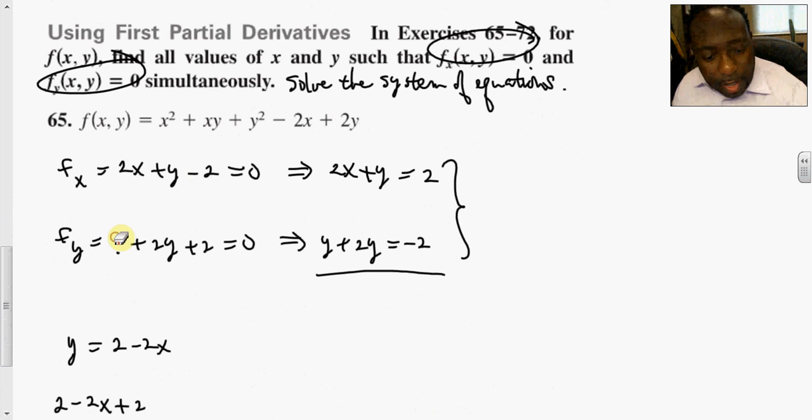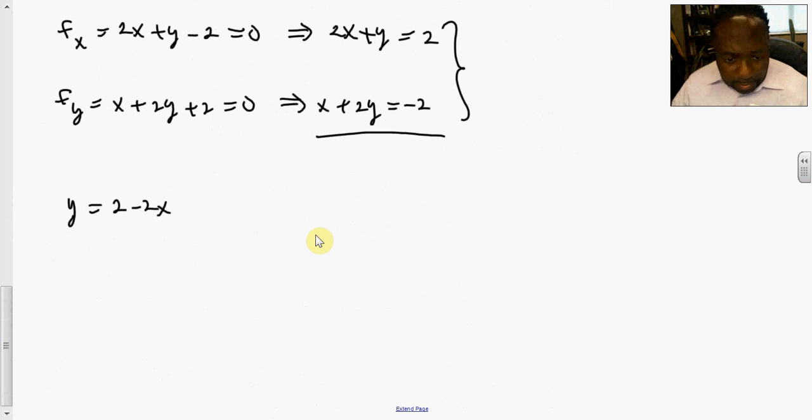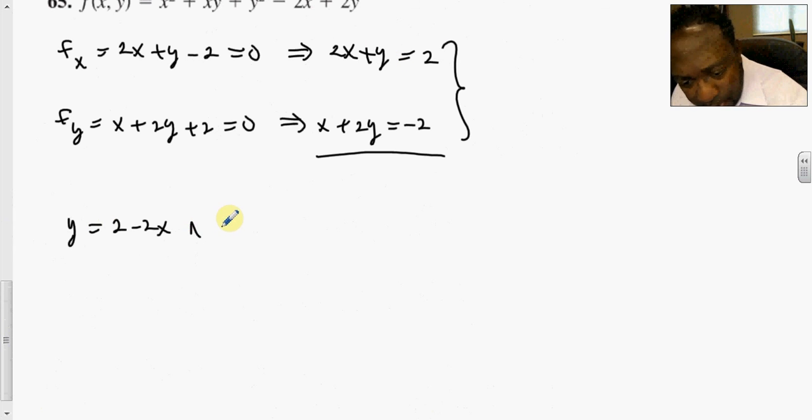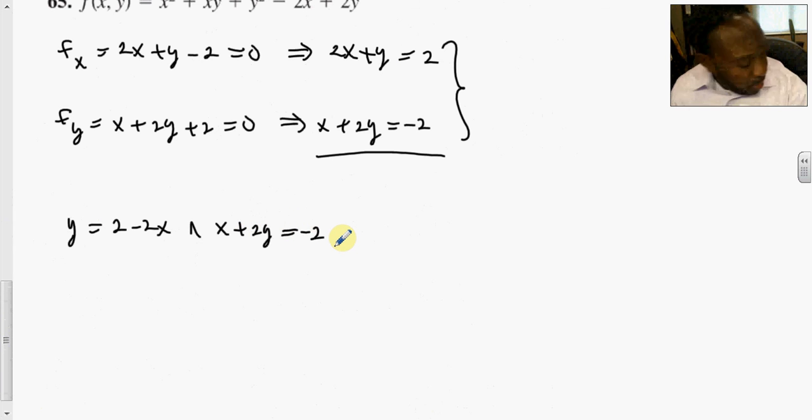Okay, this is the x. That's going to change. So this is an x, it's an x there. So again, we have from the first equation y is equal to 2 minus 2x and x plus 2y is equal to negative 2. Replace this y here with 2 minus 2x.